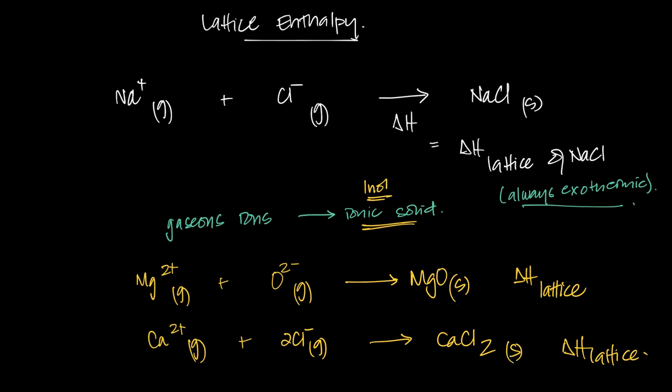Remember, ionic solids are the most stable form of compounds. That's the reason why most minerals are ionic compounds. You've heard of limestone, you've heard of bauxite, all these are ionic compounds, because over time they found their stable state, which is the ionic compound.